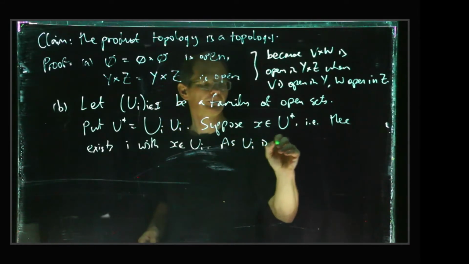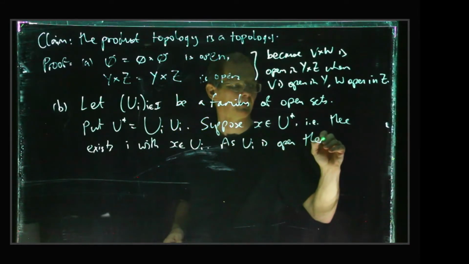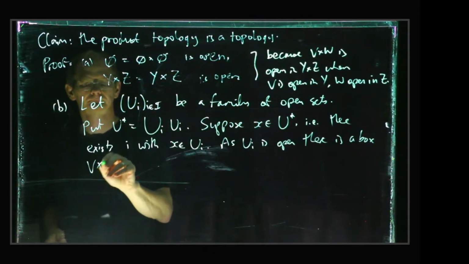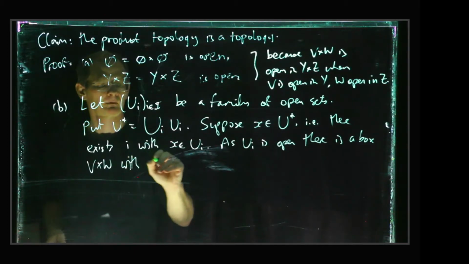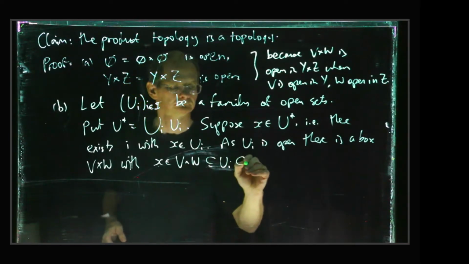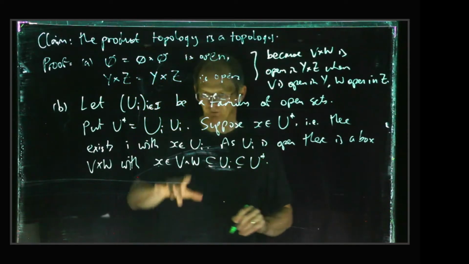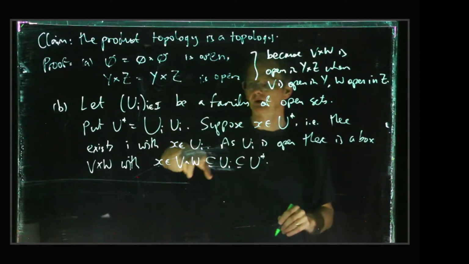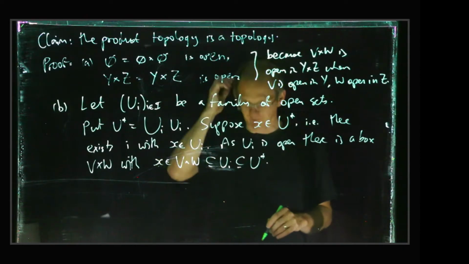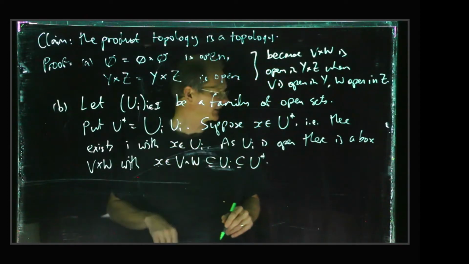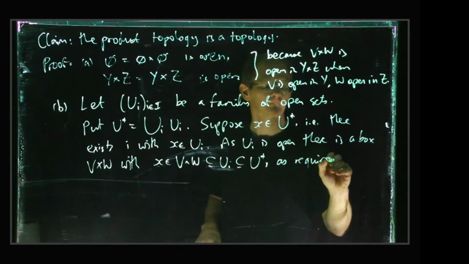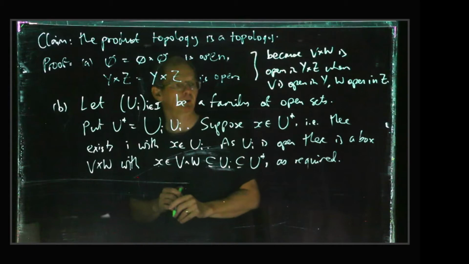As UI is open, that means there is a box V cross W around X that's contained within UI. But of course UI is a subset of U upper star, so that means that this box is actually contained in U upper star as required. Okay, so that proves that U upper star is open.